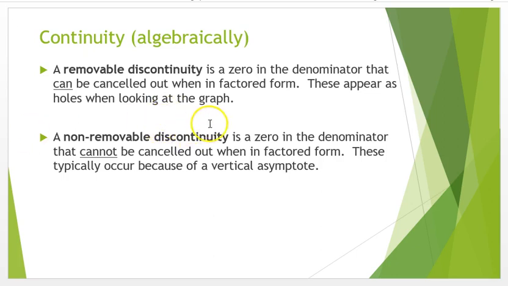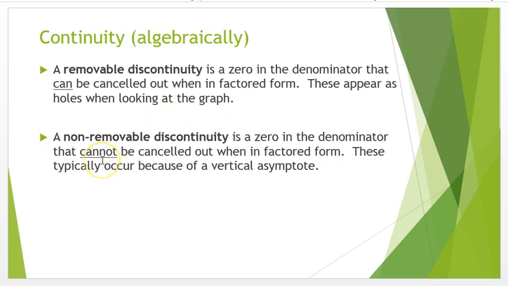So removable discontinuities are zeros in the denominator of a fraction that can be canceled out once you have everything in factored form. That's what causes the hole we saw in the second graph. So basically you're going to factor everything on top, factor everything at the bottom for your fraction, and then if you can cancel out the value that makes the denominator equal to 0, it's removable.